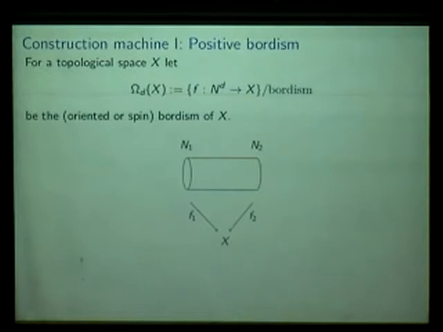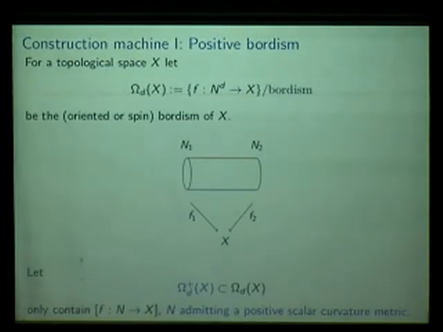So what does it have to do with positive scalar curvature? The point is that we can define a certain subgroup, which I call the positive bordism group, and this just means that I restrict to classes which can be represented by maps from a positive scalar curvature manifold into X. So this is a certain subgroup. It's an abstract definition. We can write it down and then hope that something useful comes out of it.